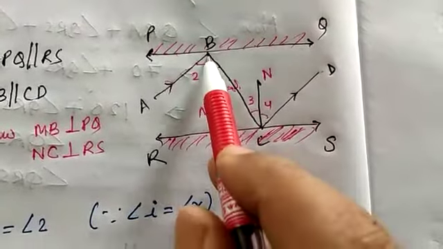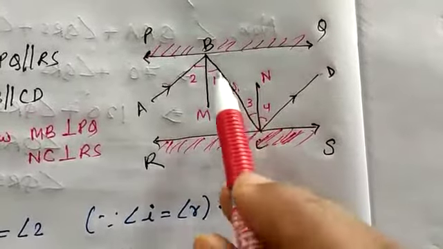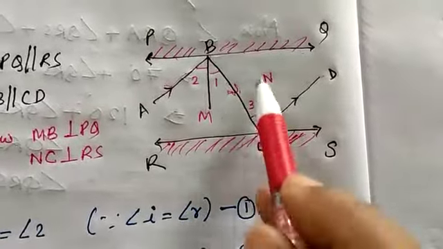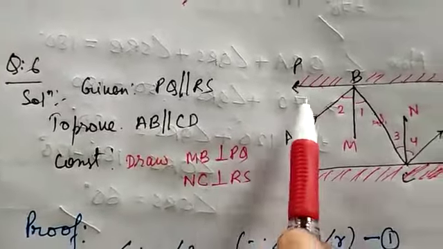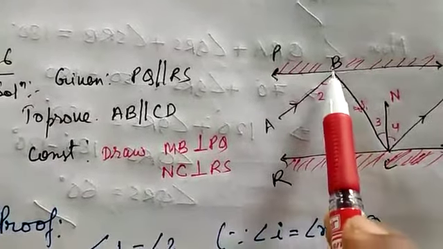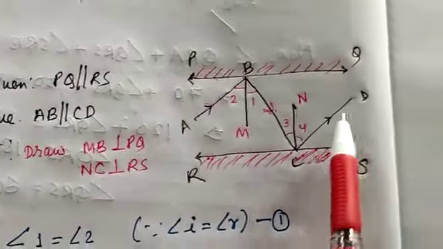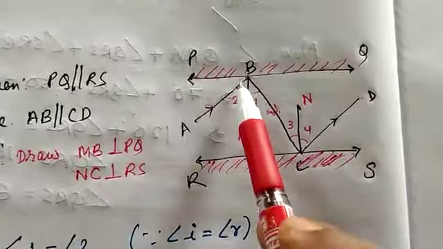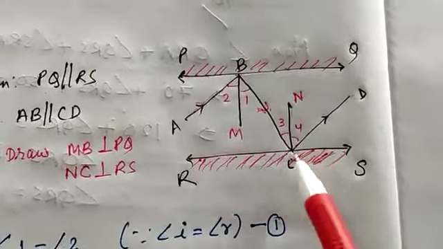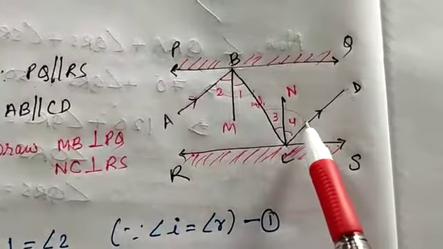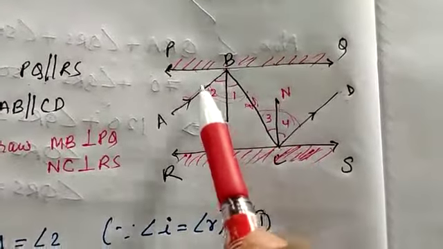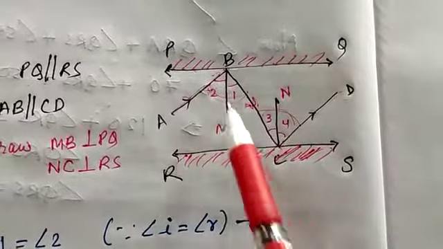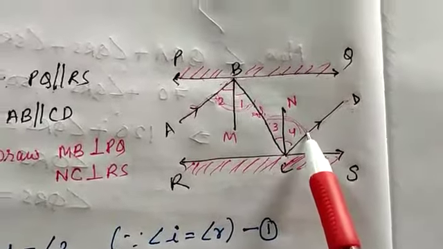So I have drawn one perpendicular. In science we call it the normal. Here also it is a normal. I have drawn both perpendiculars. So these two are given: PQ is parallel to RS, and we need to prove AB is parallel to CD. How will we prove these two lines are parallel? I repeat again, if these two lines are parallel, then alternate angles are equal. Conversely, if these two angles are equal, then I can write that these two lines are parallel. So I am going to prove these two alternate angles are equal.